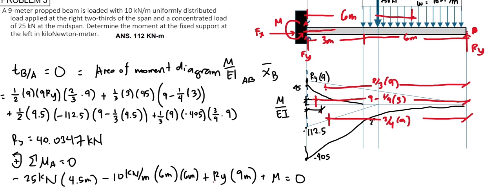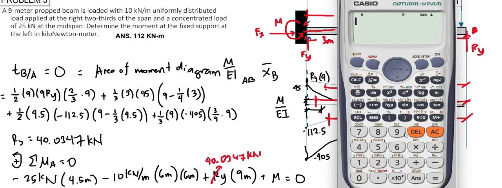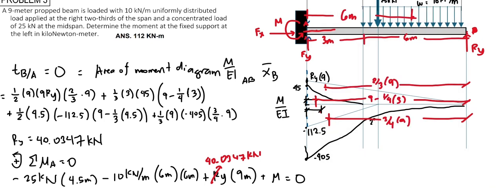And we have Ry equal to 40.0347 kilonewtons. We can directly solve for M using our calculator. We have negative 25 times 4.5 minus 10 times 6 times 6 plus 40.0347 times 9 plus the moment that we want to solve, all equal to 0. Keep solving, we get M equal to 112.1877 in kilonewton meters, and this is our final answer.